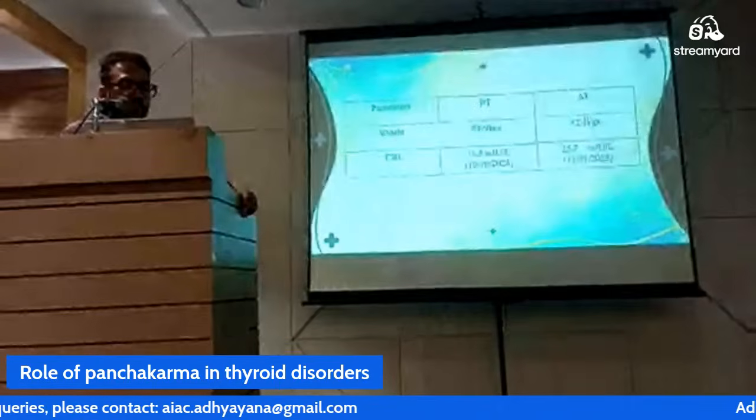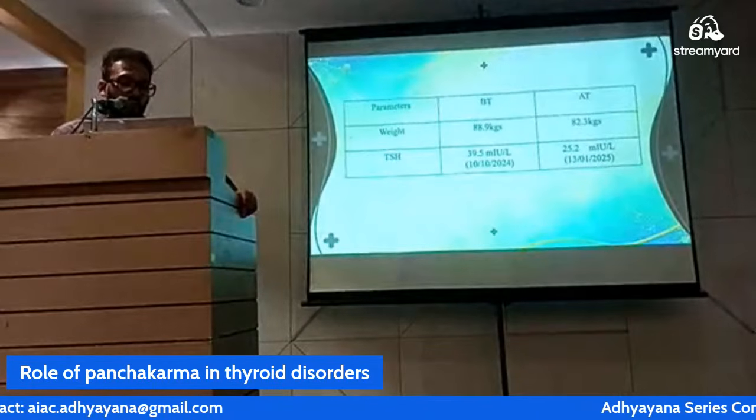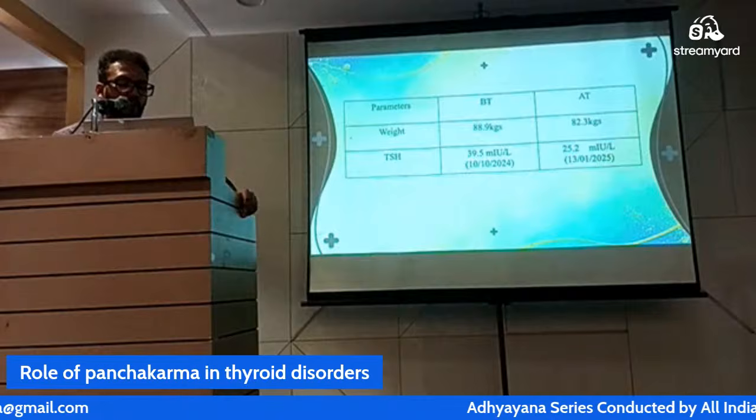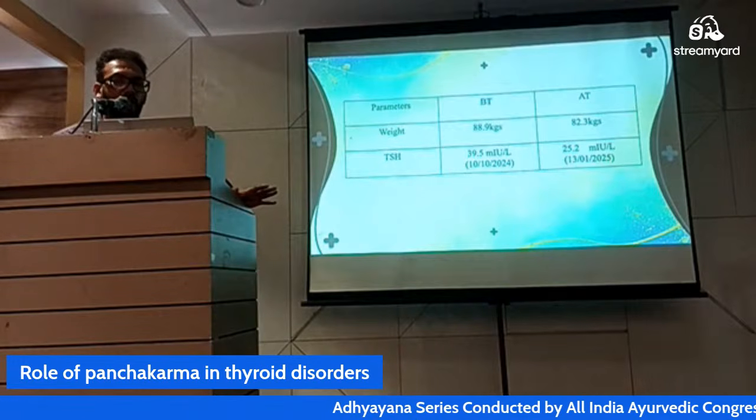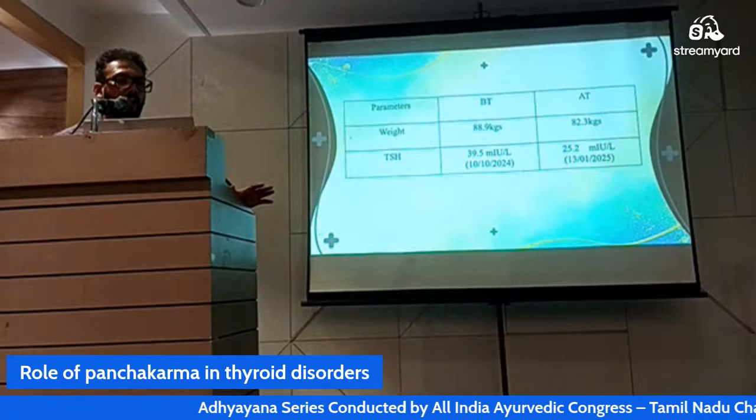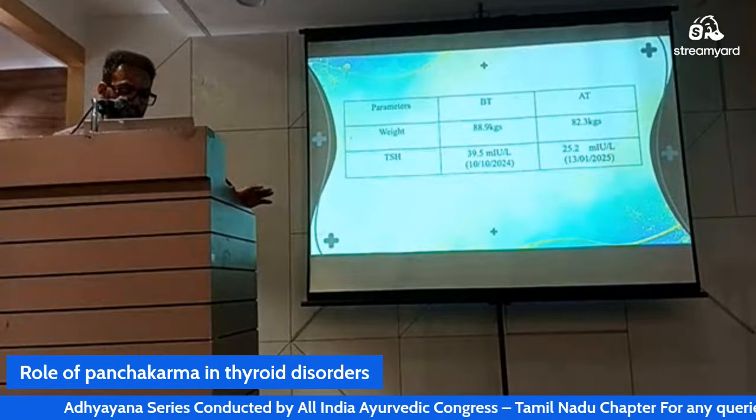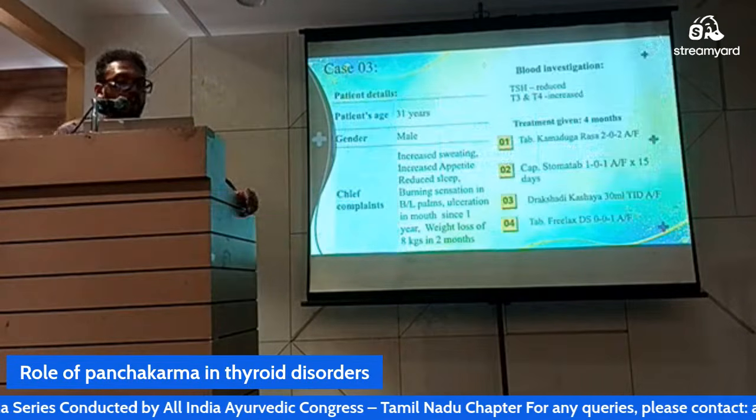TSH reduced from 39.5 to 25.2. This was over what period? Almost 5 months, after undergoing Shodhana Chikitsa and Samsarjana Krama, during which they took the Shamana medicines. So next is case 3.